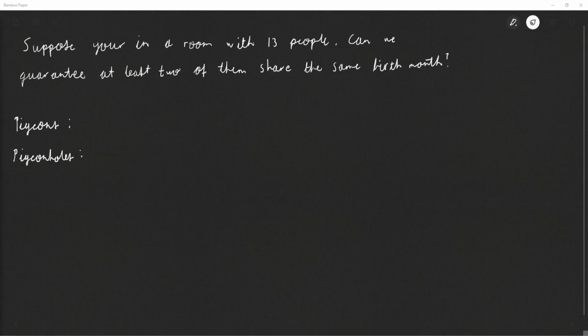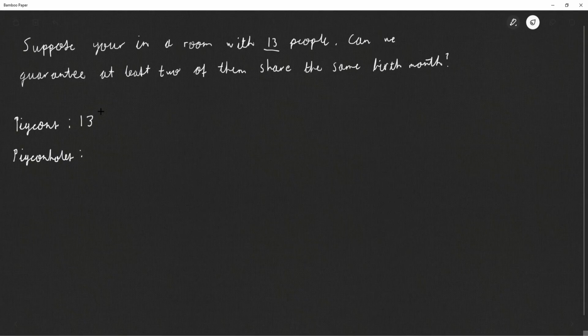So our first question is, suppose you're in a room with 13 people. Can we guarantee at least 2 of them share the same birth month? So the first thing we're going to do here is set up what our pigeons are and what our pigeonholes are. So the pigeons are the amount of things that we have. So in this case, we have 13 people. So that's going to be our pigeons.